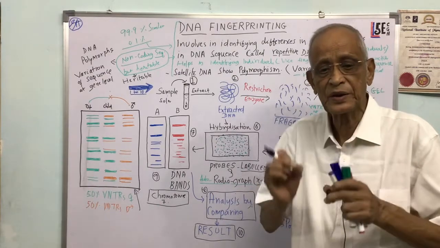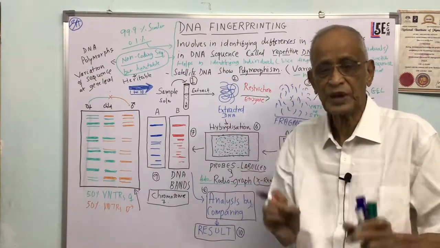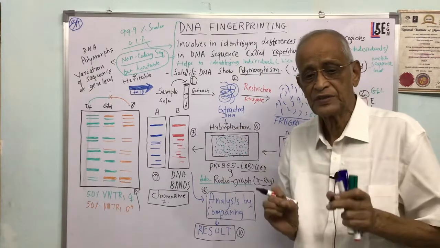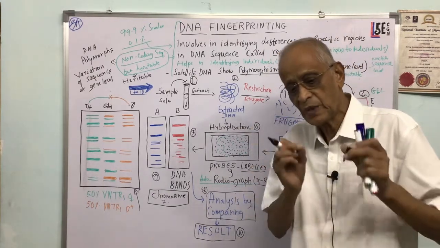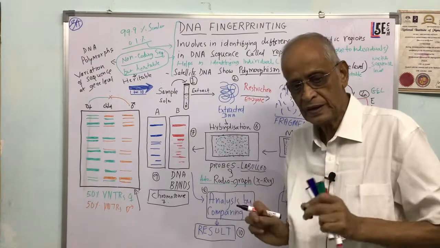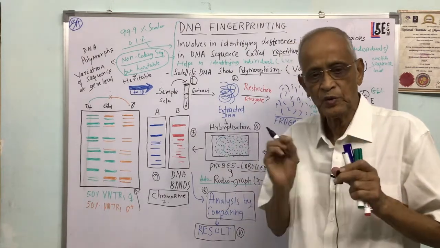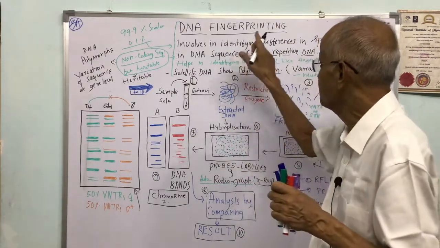This is the ultimate test to prove something. So if there is any doubt with any crime or any parentage or anything, the ultimate test they do would be DNA fingerprinting.